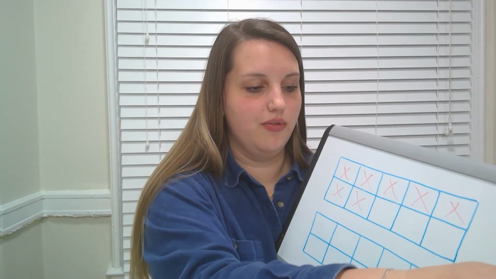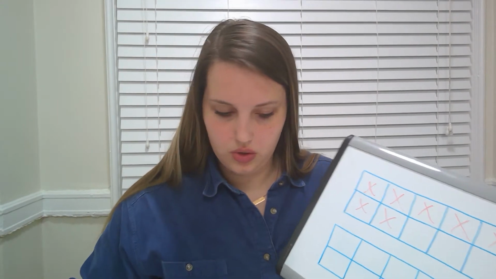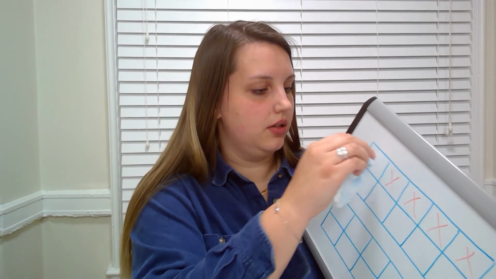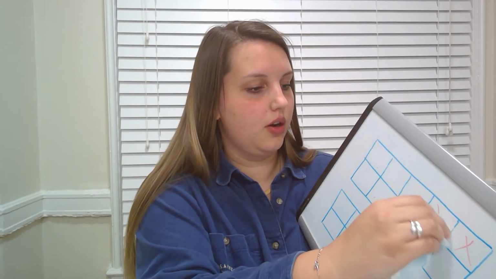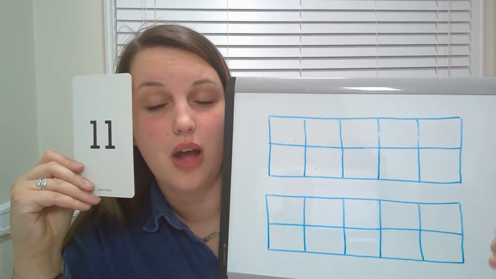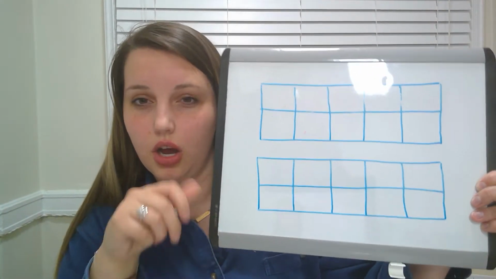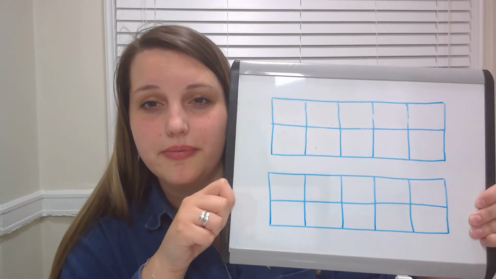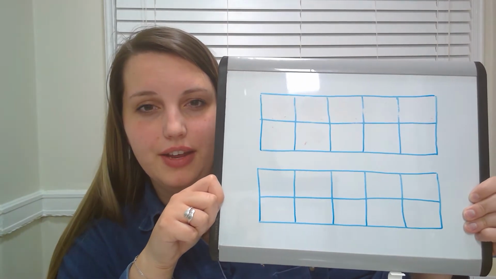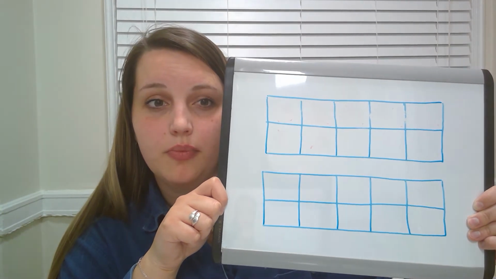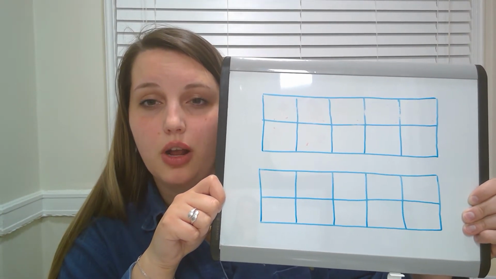Okay, I've got another one for us. Our number, let me erase. The next number we are going to do, getting our boards ready, is this number. What is this number? 11. Please show me 11 on your 10 frames. And then make sure to hold it up when you're ready so I can see. Please show me 11, pointing to my board or writing on your own board. Pointing or drawing 11.